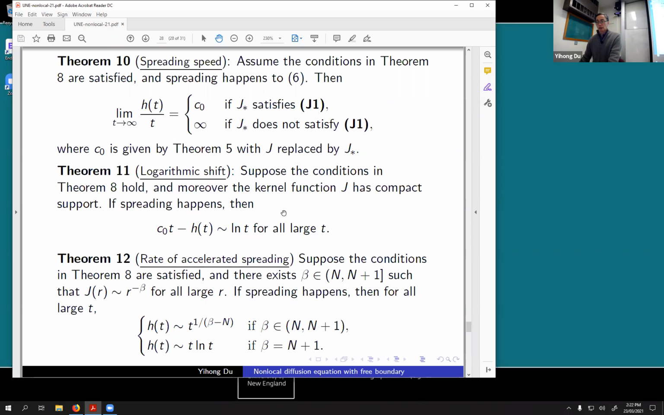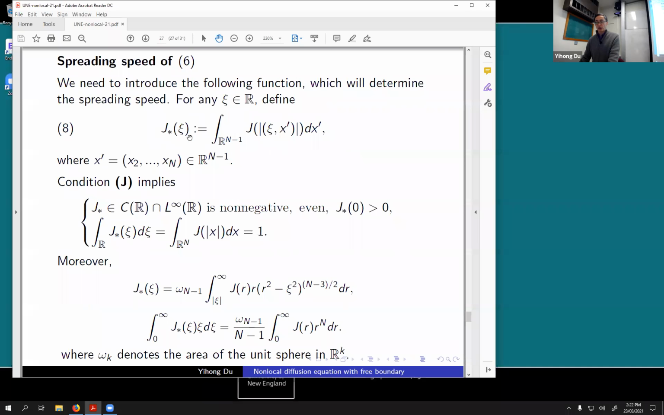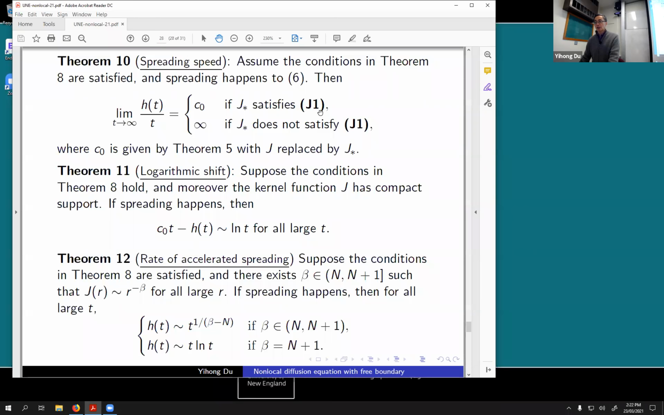I think I can manage to finish in time. The spreading speed, we can show, depends on whether J star, defined in this way, satisfies this condition (J1). J1 says x times J star is integrable from 0 to infinity. If J star satisfies J1, we have a finite speed. If not, infinite speed, that is to say accelerated spread.